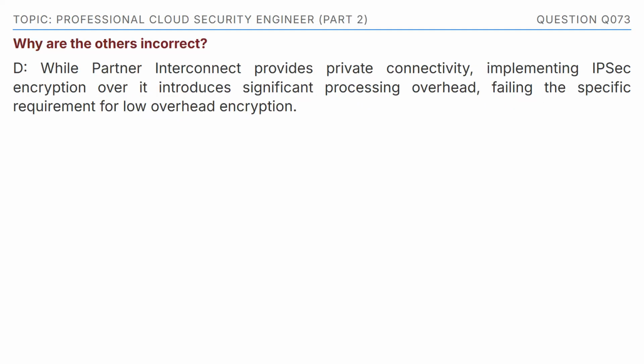D. While Partner Interconnect provides private connectivity, implementing IPsec encryption over it introduces significant processing overhead, failing the specific requirement for low overhead encryption.